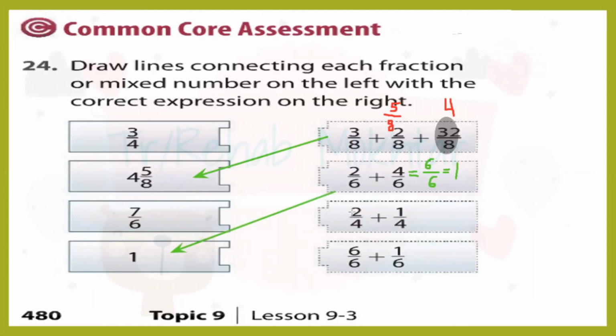The third problem, 2 out of 4 plus 1 out of 4. I will look at the denominators. 4 and 4, I will keep 4 as it is. Equals 4. Look here, 4, 4, 4. Then I will add 2 plus 1 equals 3. I will match it with the first one. 6 out of 6 plus 1 out of 6. We have the same denominator. I will keep it as it is. 6 plus 1 equals 7, so it will be 7 out of 6.